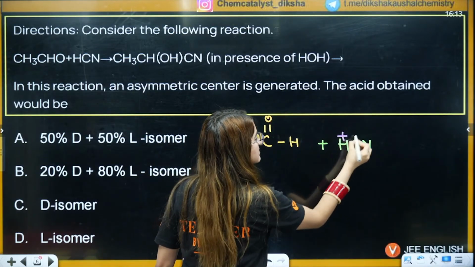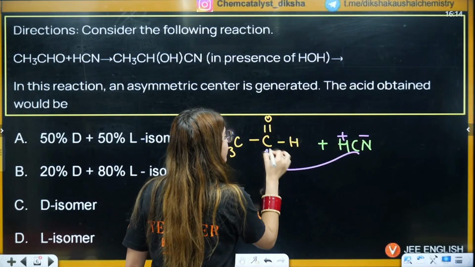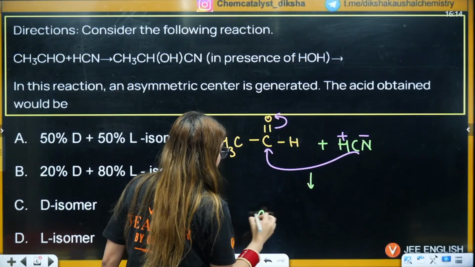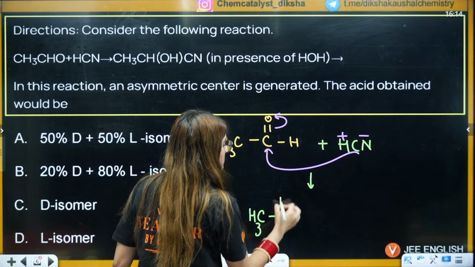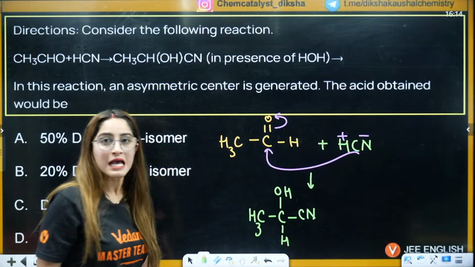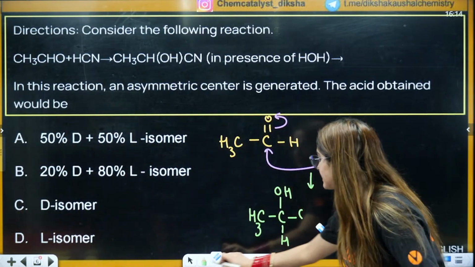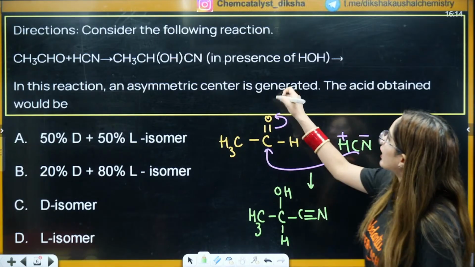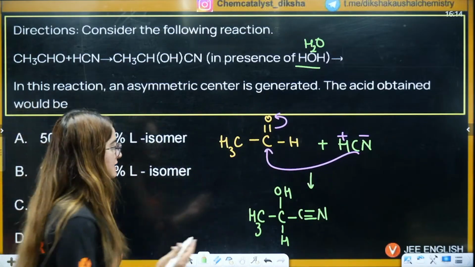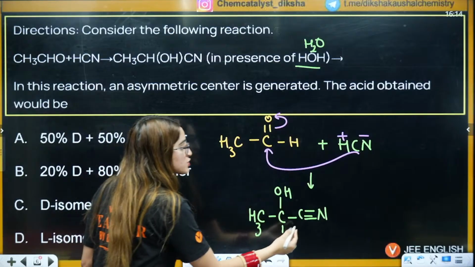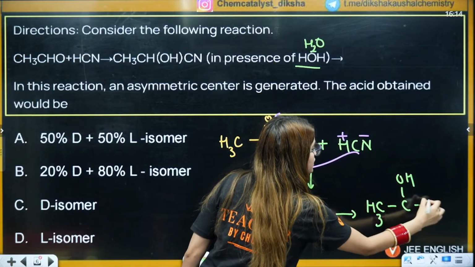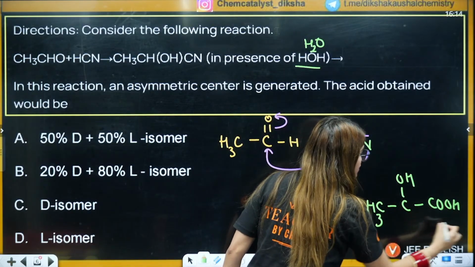And now what will happen, this is H positive, this is CN negative. This negative will attack here, electrons will jump here, and hence in the end what you will have is CH3, C, this is OH, this is CN, and this is H. Okay, so now here you have a triple bond, right? This is C triple bond N. Now when you add water into it, in the presence of water, what will happen? Pi bonds will break here, right? You should know the full reaction here. Pi bonds will break here, and you will have CH3, C, this is OH, and this will be converted to COOH, and this is H.